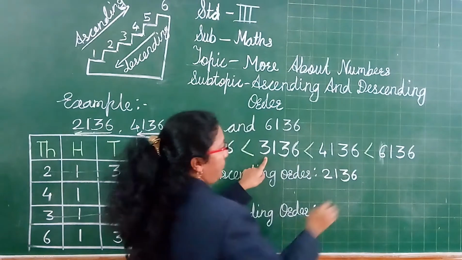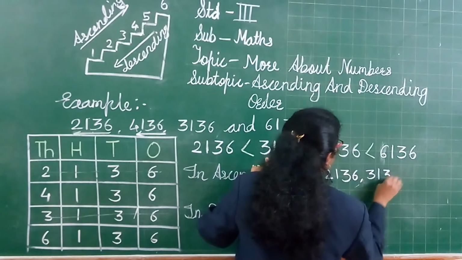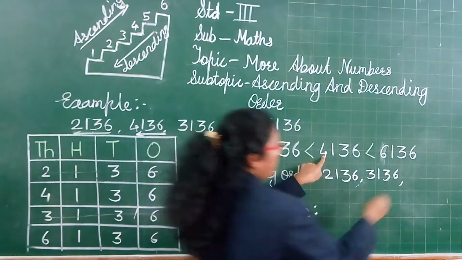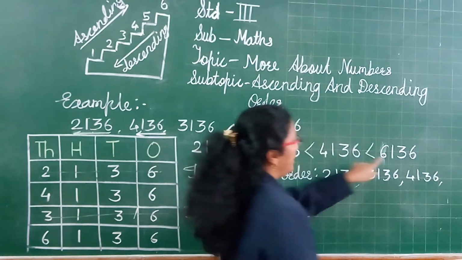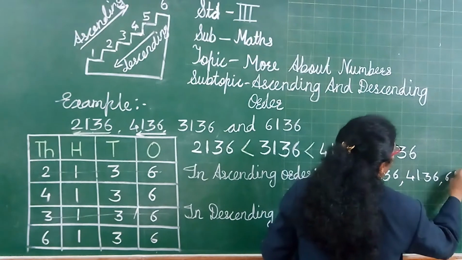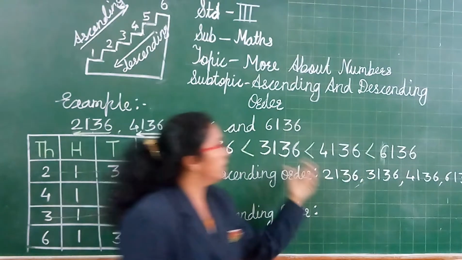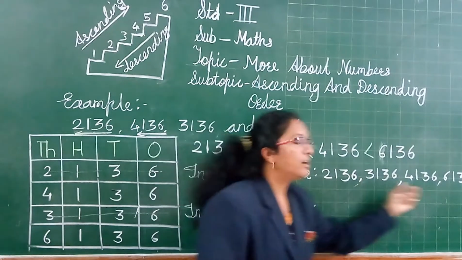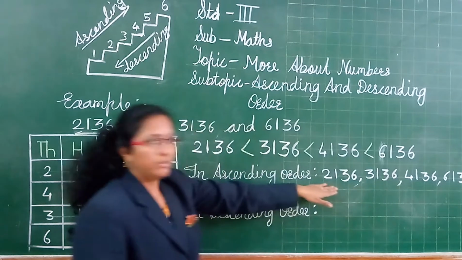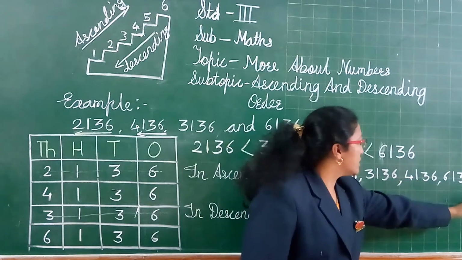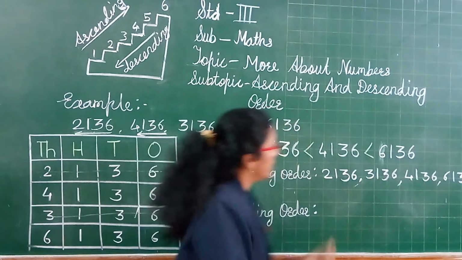2,136. Then 3,136. Then 4,136. And then 6,136. See here, I arrange all those four numbers in ascending order. Now descending order, that means go back from the largest number to the smallest number. Largest number to the smallest number.